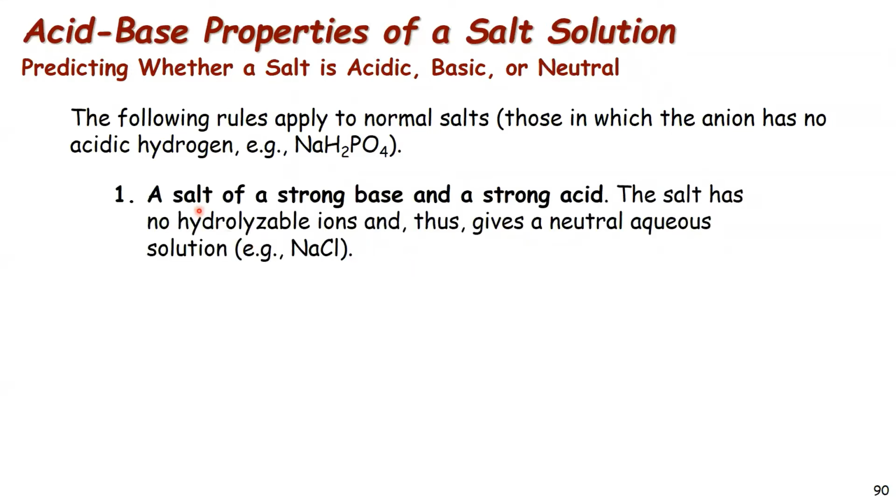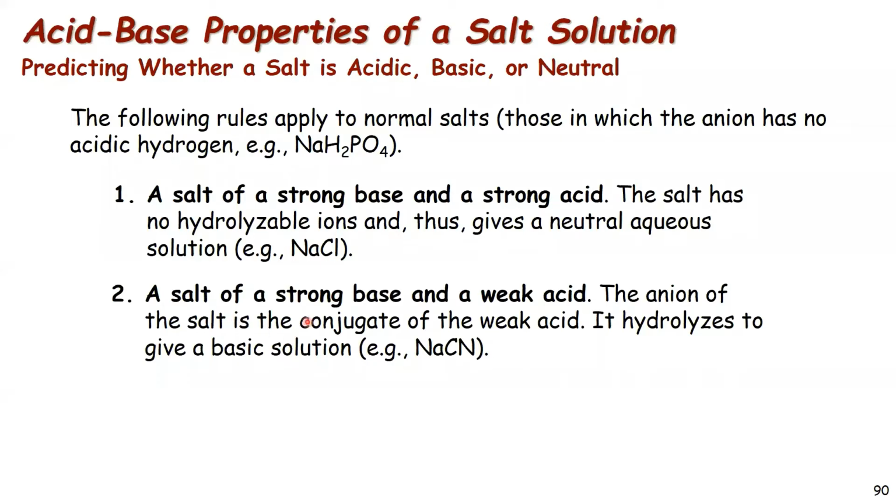So a salt of a strong base and a strong acid will have no hydrolyzable ions and therefore will not change the pH of a solution. Example, sodium chloride. Sodium is the conjugate acid of its strong base, sodium hydroxide, and the chloride ion is the weak base of the strong acid, hydrochloric acid. So these are both conjugates of a strong base and strong acid, and thus neither ion will hydrolyze, and so the solution is going to remain neutral.